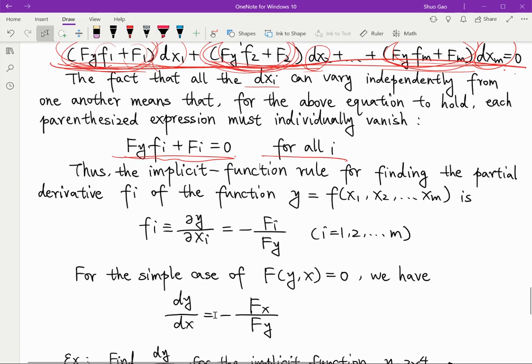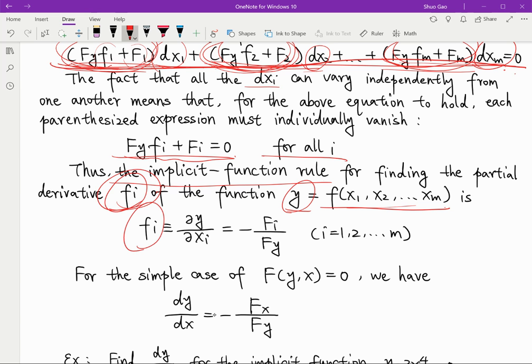So we can have the implicit function rule, because what we are interested in is the f_i, right? Little f is the explicit function, so y equals little f of x1 to xn. What we are interested in is the derivative of y with respect to x_i, any of the x's here. So this is just f_i. f_i is defined to be partial y over partial x_i. This is what we want to find.